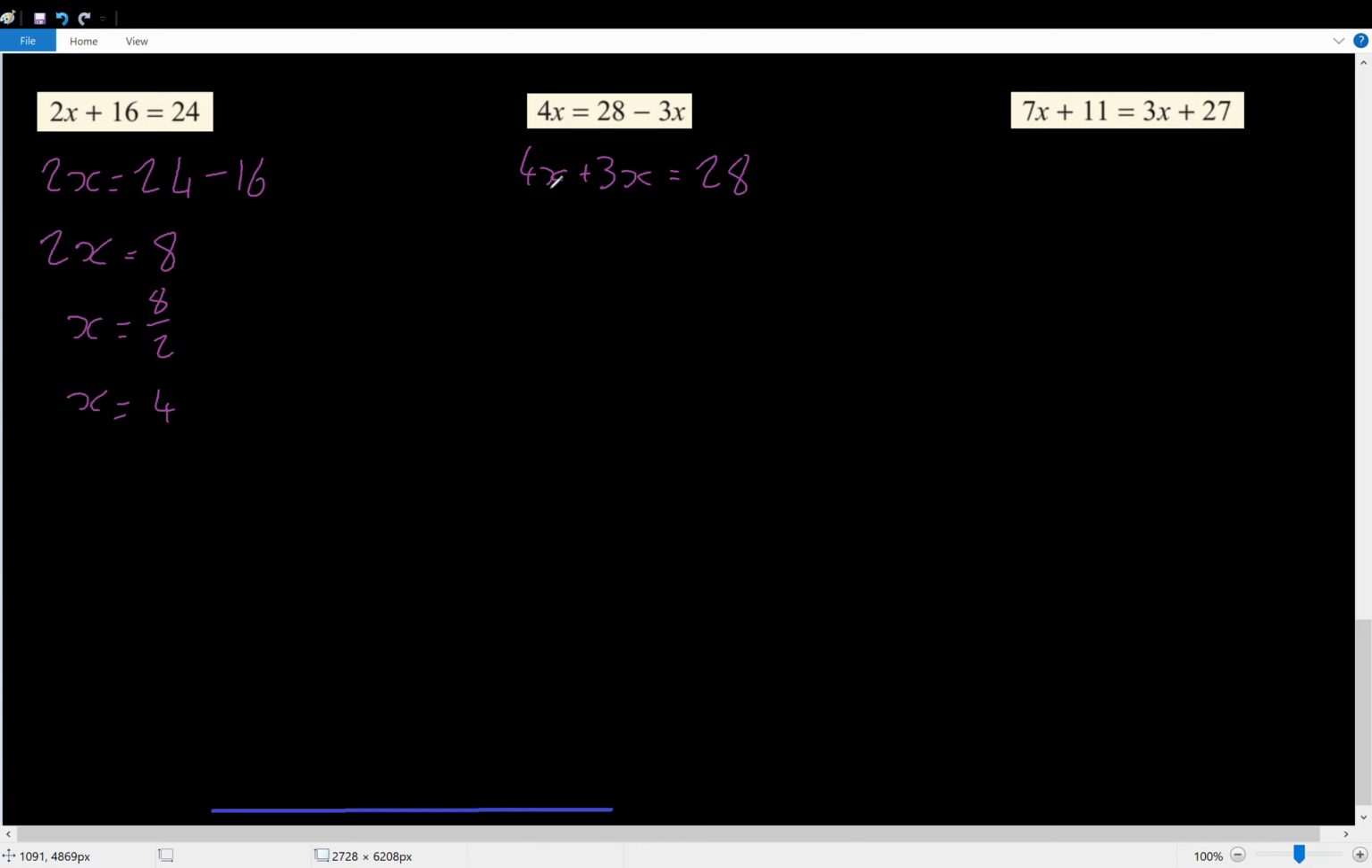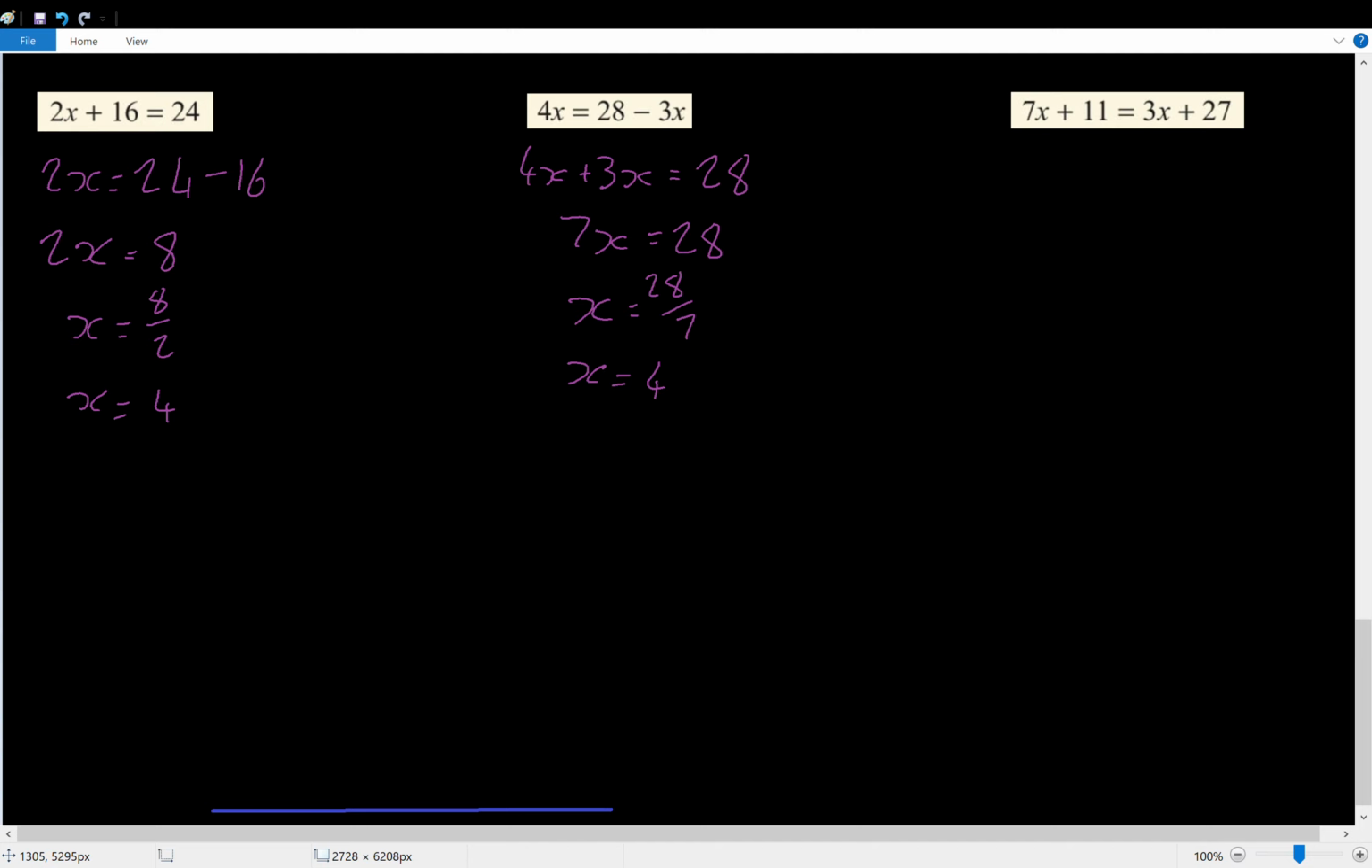Now 4x plus 3x is 7x. So 7x is equal to 28. And now we're going to move this 7 from here and bring it across. On the left hand side, this is multiplied by 7. So 7x means x multiplied by 7. And we bring a multiply by 7 across, it becomes a divide by 7. So we get x equals 28 divided by 7, which means x is just equal to 4, like that. And now we take a look at our last one here.